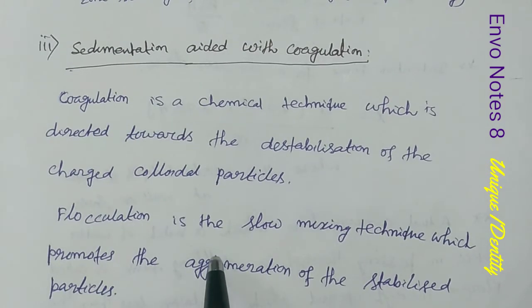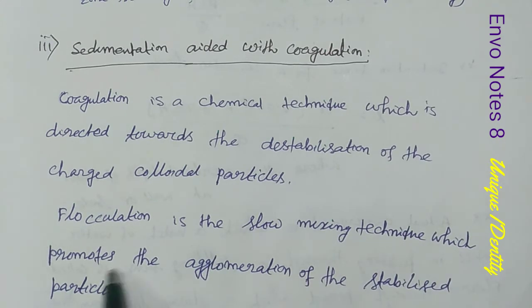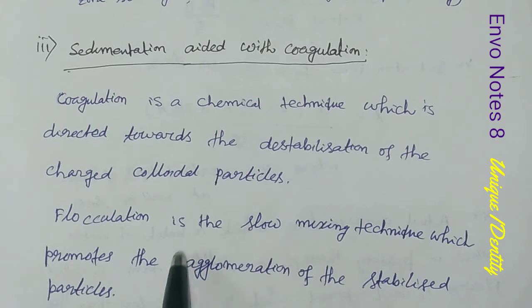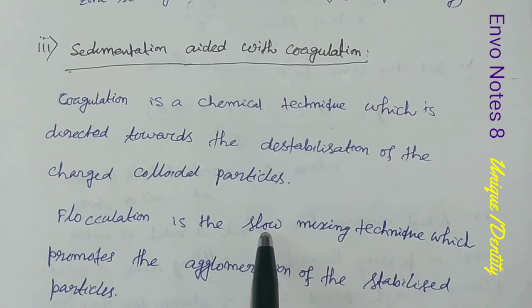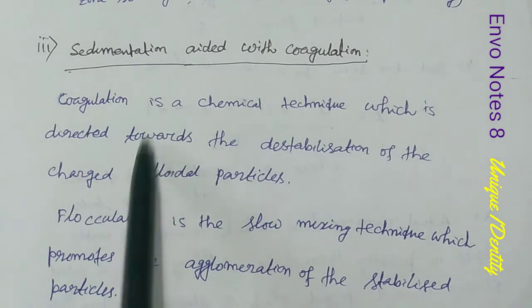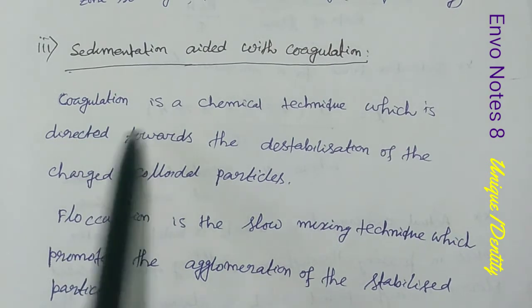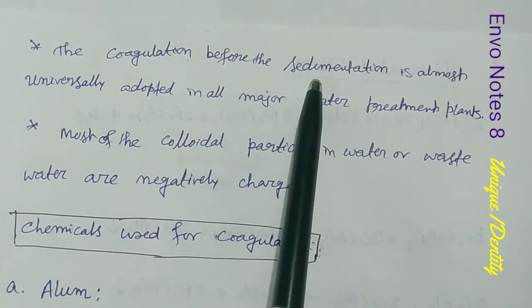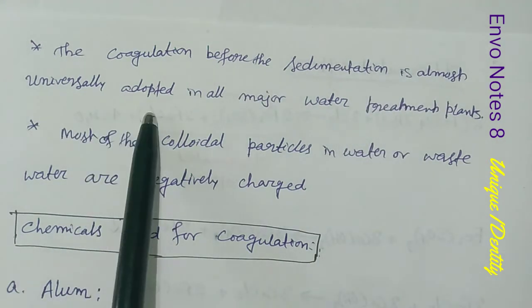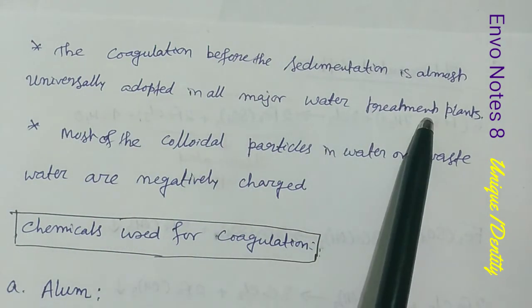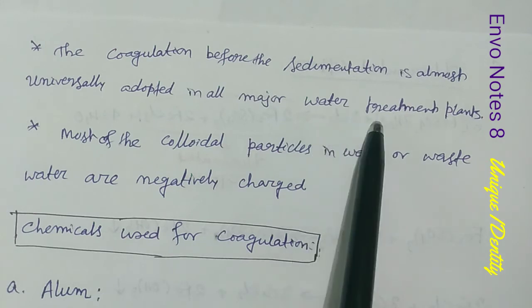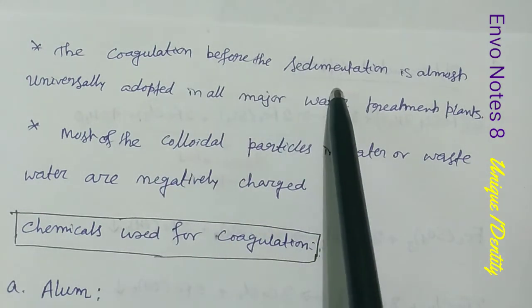And what is flocculation? Flocculation is a slow mixing technique which promotes the agglomeration of the destabilized particles. This is the main term, agglomeration of destabilized particles, but it is a slow mixing technique. So you first differentiate between coagulation and flocculation. Coagulation before sedimentation is almost universally adopted in all major water treatment plants. So you got that, in major water treatment plants, first coagulation, then sedimentation.